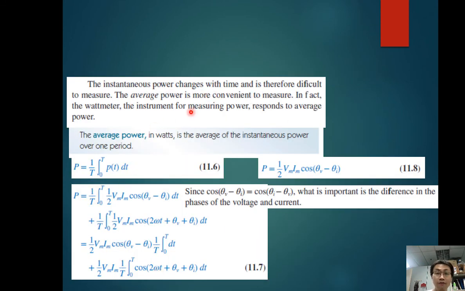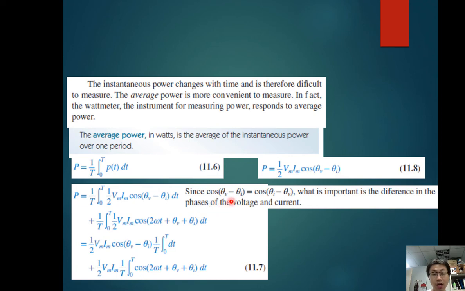The instantaneous power changes with time and is therefore difficult to measure. So the average power is more convenient to measure. Usually we measure the average power. The average power, in watts, is the average of the instantaneous power over one period. So we use mathematics again: 1 over T, integrating from 0 to T the instantaneous power. Then we found that this is the final equation.